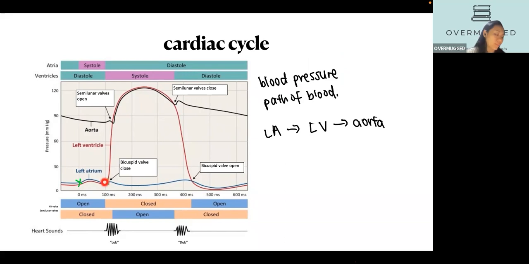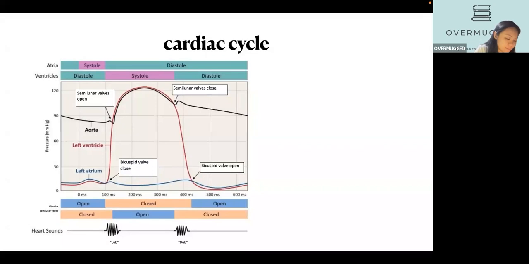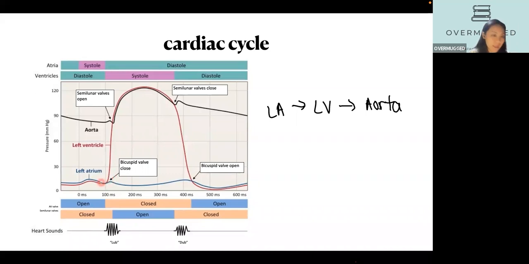Okay, let's say this point. I need to write again. LA to LV to aorta. Okay, at this point, there is a change in blood pressure, right? Before that, the left atrium pressure is higher than the left ventricle. Okay, I'm going to draw the first part. Left atrium pressure higher than the left ventricle. So what would that mean? As we generally know, high pressure to low pressure, high potential to low potential, high concentration to low concentration.